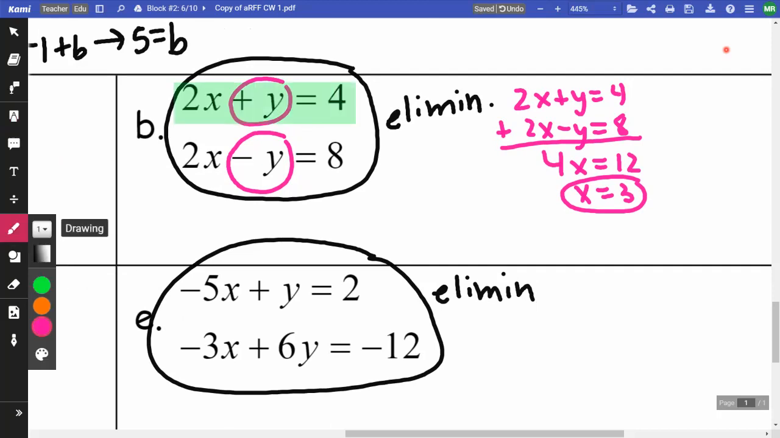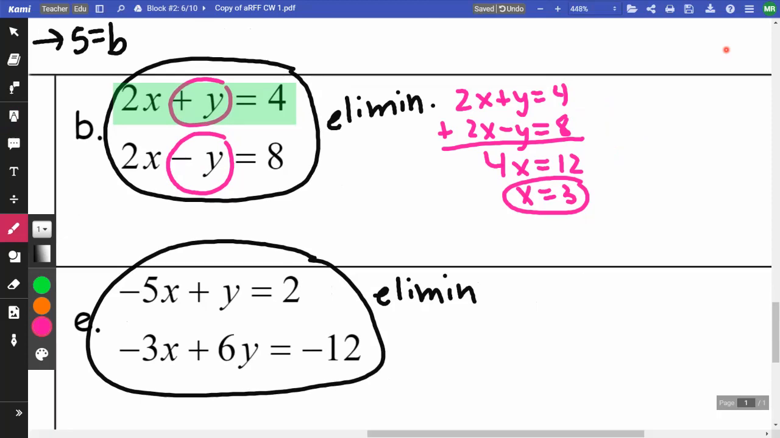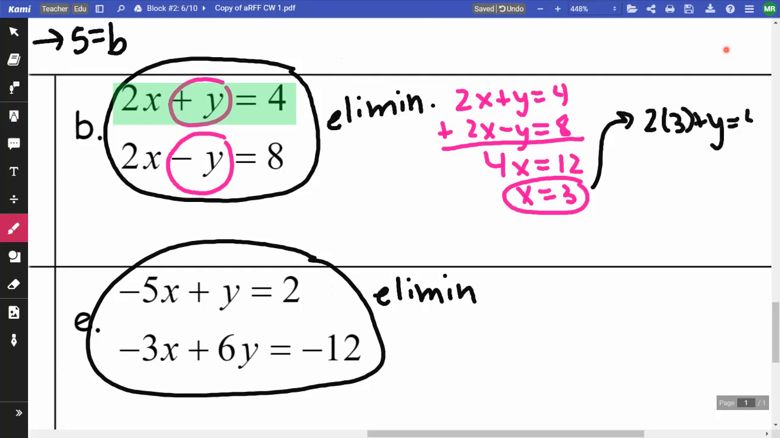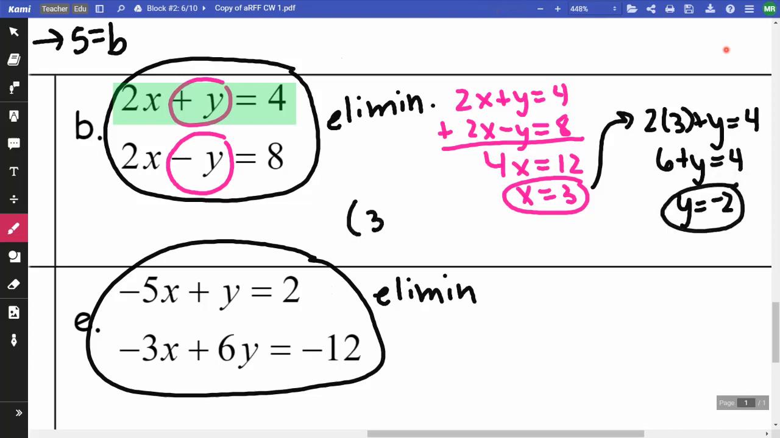Okay, so I am going to put that into this: 2 times 3 plus y equals 4. So I got to do a little math here. 6 plus y equals 4. I'm going to subtract 6, and I'm going to get -2. And so my answer is going to be (3, -2).